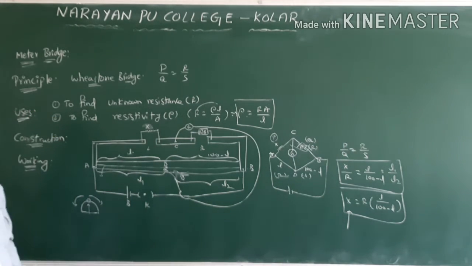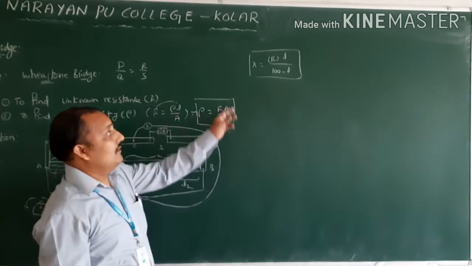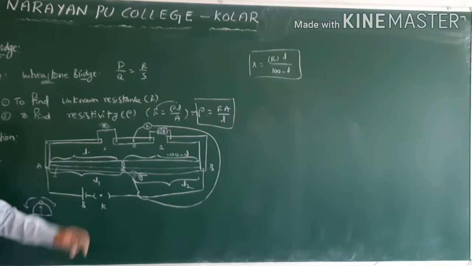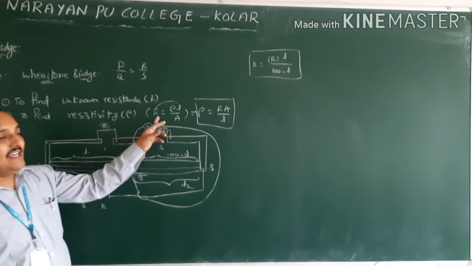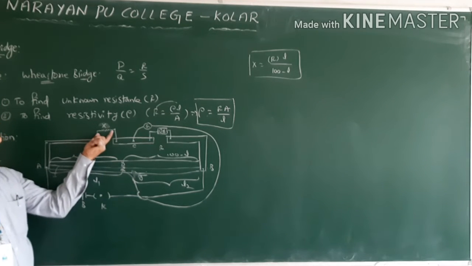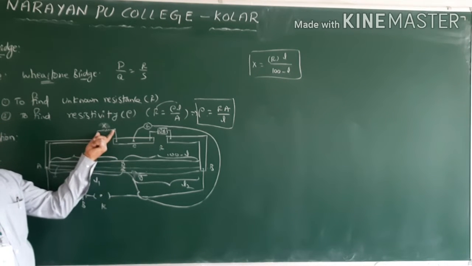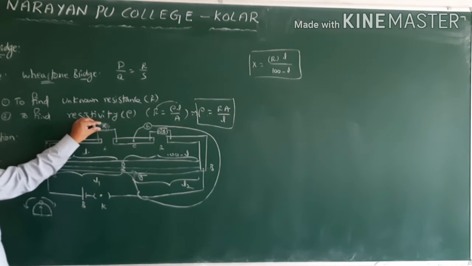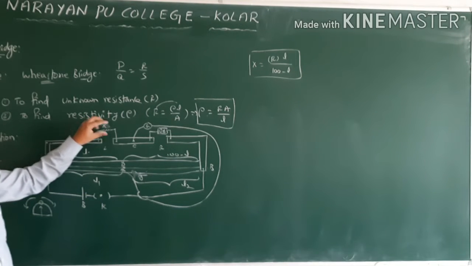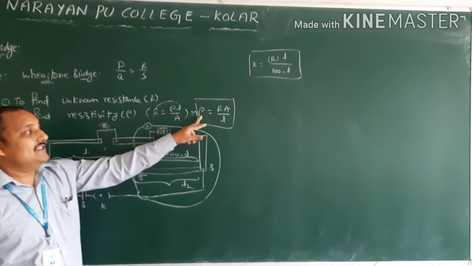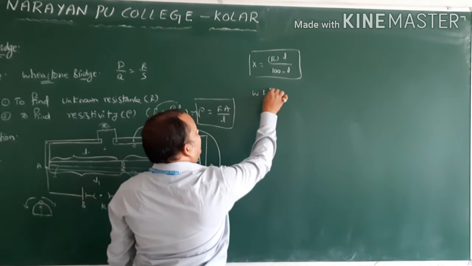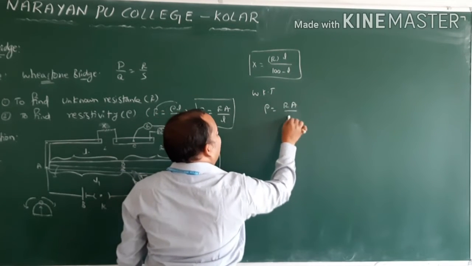Now we will see the next use. What is the next use? We said, to find the resistivity or specific resistance of the given material of the wire. If you have taken one copper wire, what is the copper resistivity? If you have taken a steel wire, what is the steel wire resistivity? How you find it: already we found the resistance of this given wire. Once you came to know the resistance of the given wire, very easily you can find resistivity. So what is the resistivity formula? We know that rho is equal to RA by L.